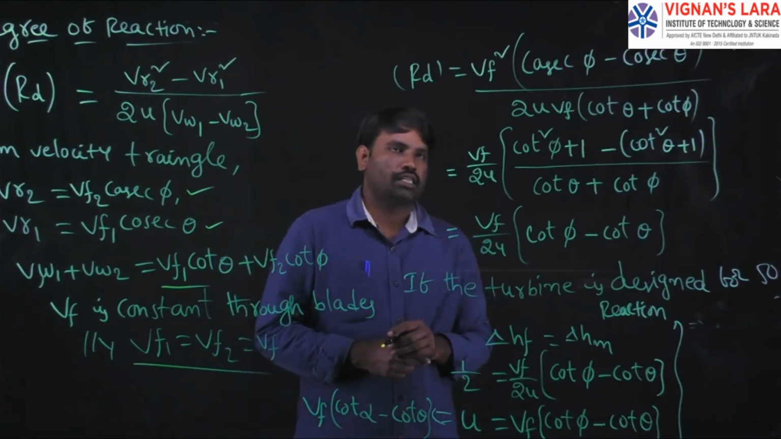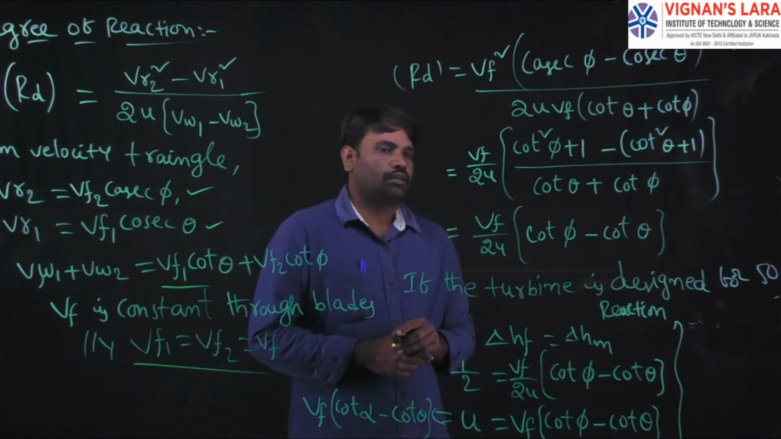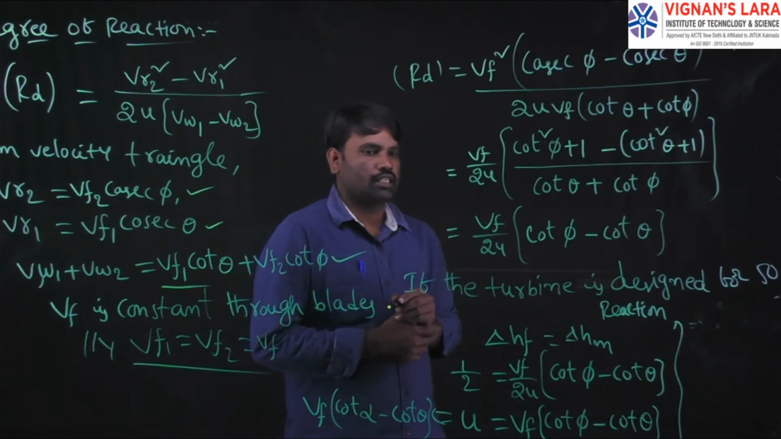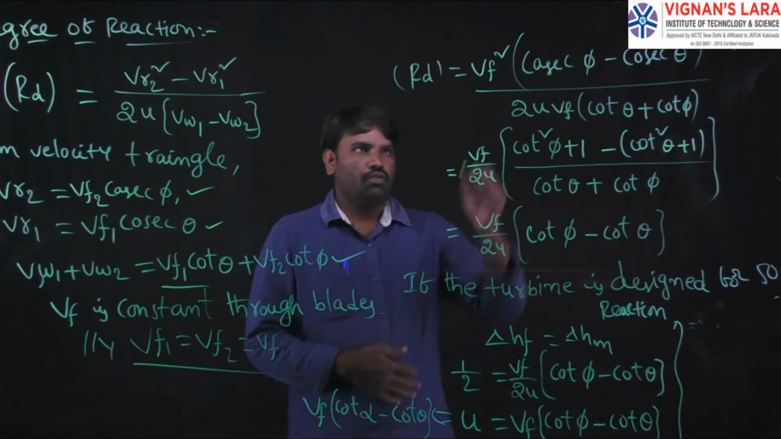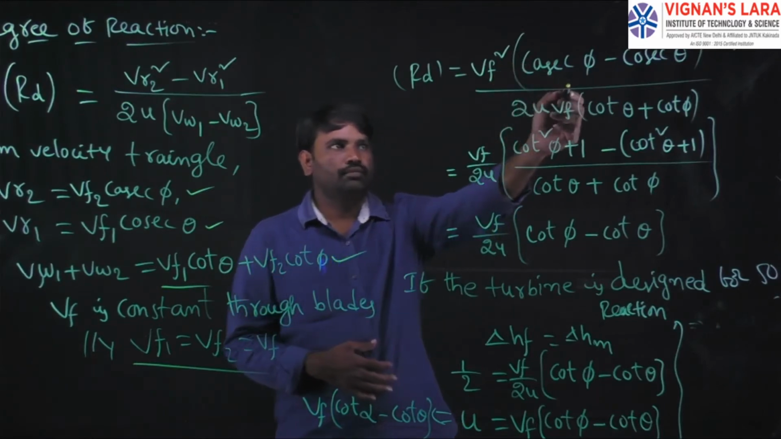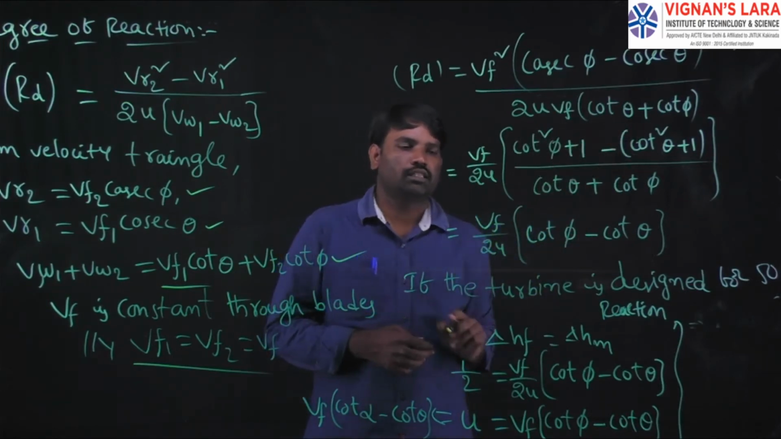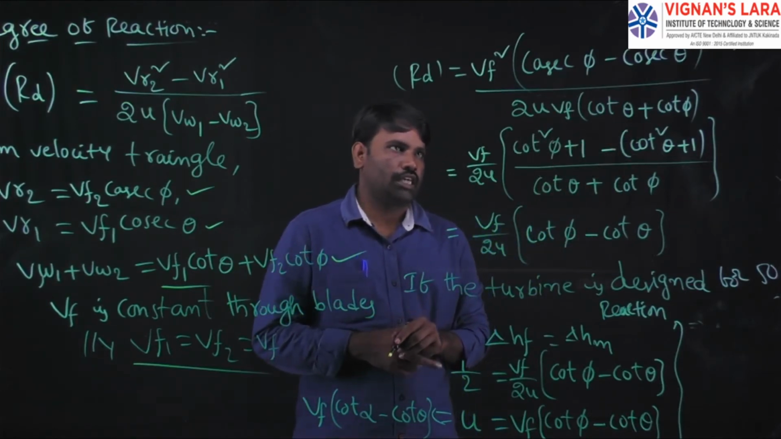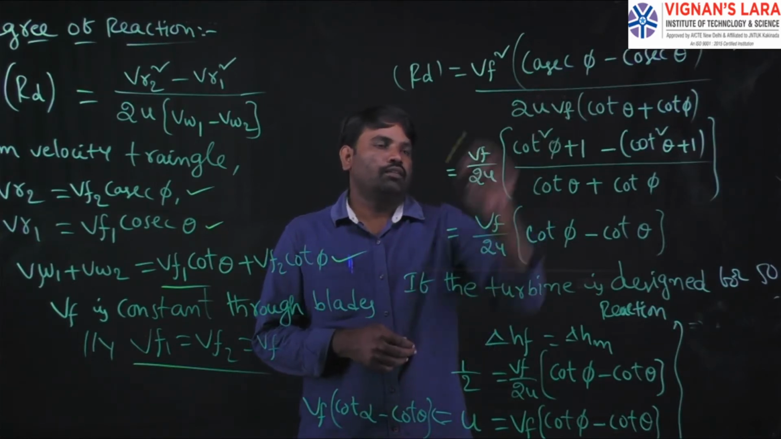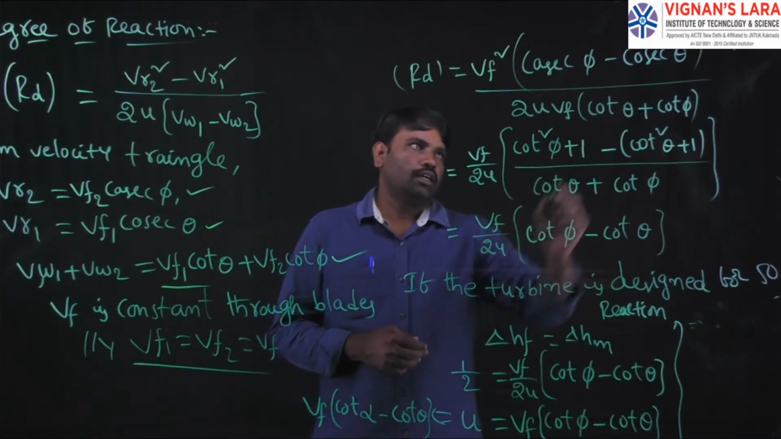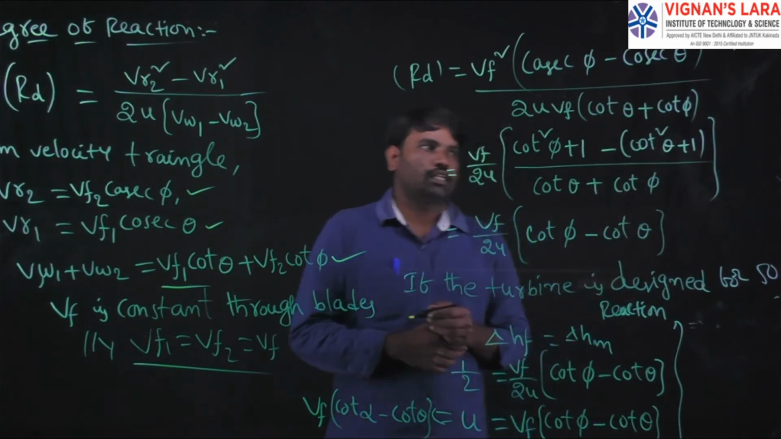So the degree of reaction is equal to Vf square into (cosecant square phi minus cosecant square theta) divided by 2u into Vf (cot theta plus cot phi). If you substitute these values in the degree of reaction equation and simplify, cosecant square phi is equal to cot square phi plus 1, and cosecant square theta is equal to cot square theta plus 1.